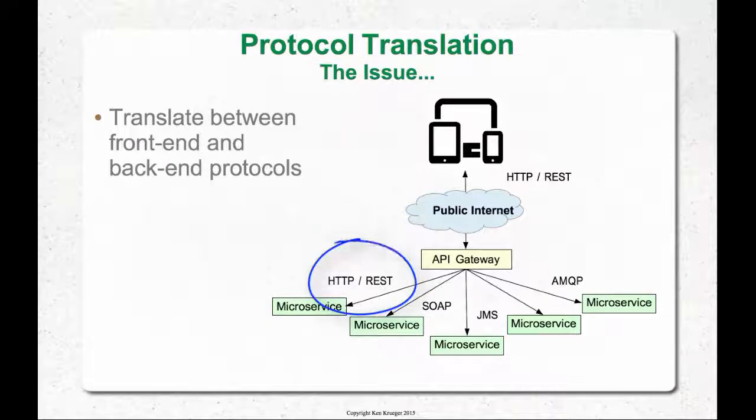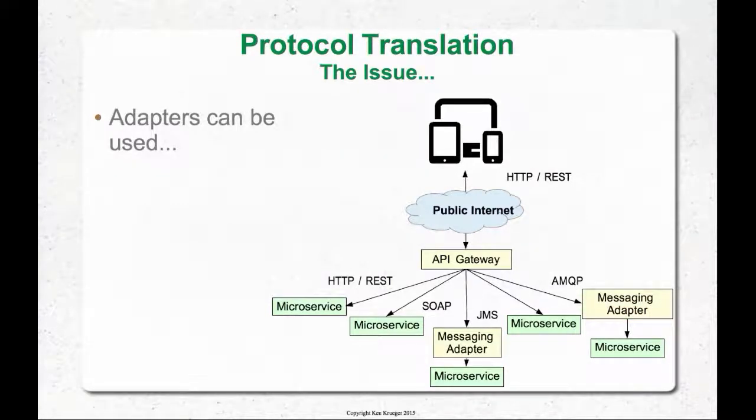It's nice if they are, but we might need to interact with asynchronous messaging protocols like JMS or AMQP, or we might have some SOAP-based services that we need to deal with, or proprietary APIs of various kinds that come up. In short, we don't want to have our mobile app have to deal with this plethora of technology, so the API gateway is the element in our architecture that translates from these different protocols.